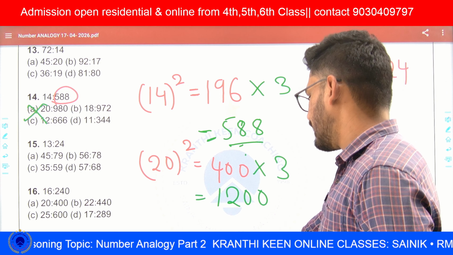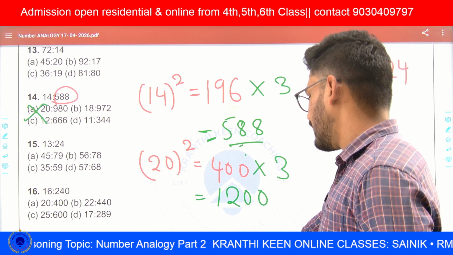Then 289 will be which number's square? 19 square is how much? 361, isn't it? And 17 square is nothing but 289. 27 square is 729. 23 square is 529. We found it here: 17 square is 289. So option B follows here. So you should learn the squares of numbers.